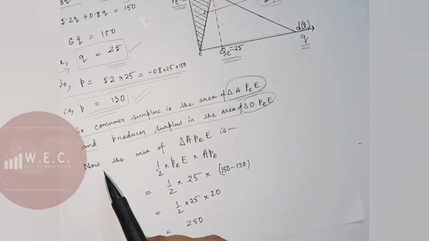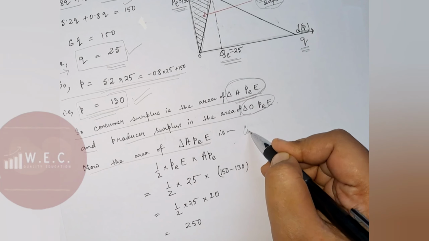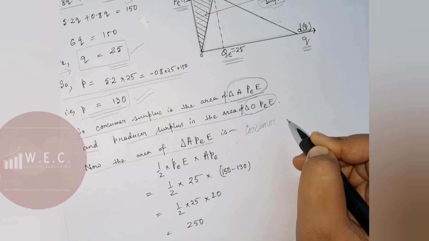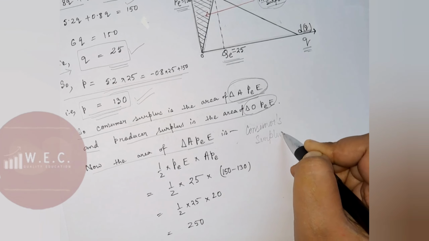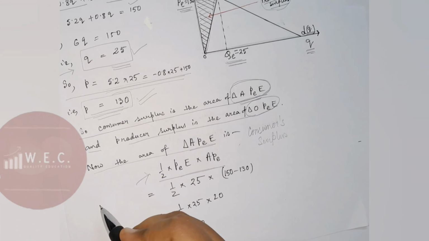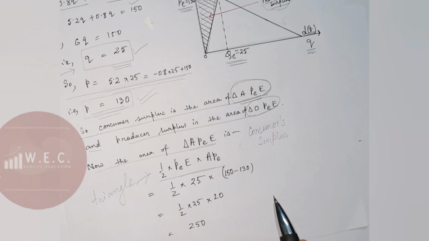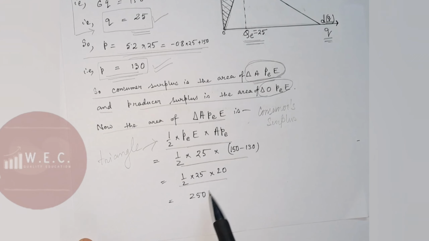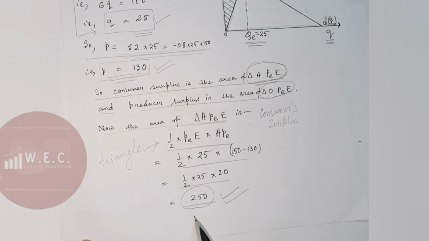Now the area of the triangle APEE is consumer surplus, and we can calculate this area by simply using the formula of area of triangle, that is half into perpendicular into base, that is half into PEE into APE. It is 250 rupees. Consumer surplus is 250 rupees.